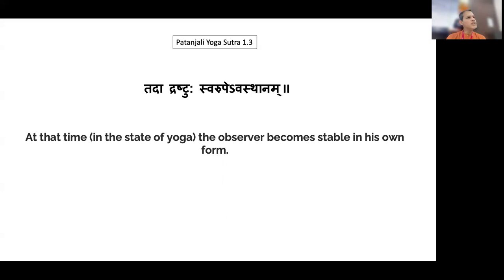In all other modes, what happens? The observer becomes one with the mode. But here the observer first detaches, becomes a non-judgmental observer, and then establishes himself in his own swarupa. In the beginning of the sadhana, the chitta modes may be going on the screen.